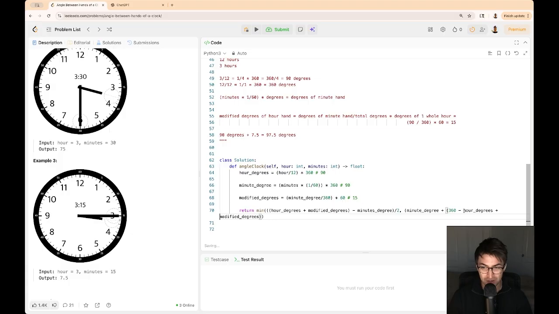Oh boy. 360 minus the hour degrees, which would be 105, so 360 minus 105 is 255, plus the 90, which would be 345. Yes, so that is the space on the outside, since the space inside, no, it wouldn't be 345. If the space inside is 7.5, then the space outside has to be 352.5. Man.